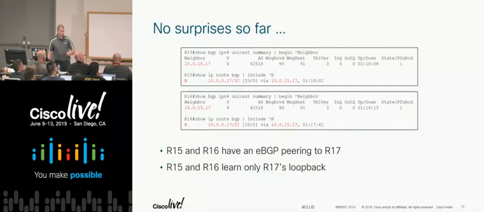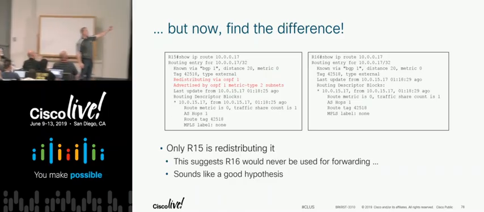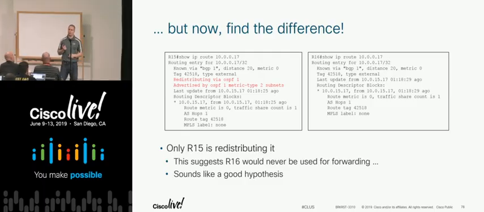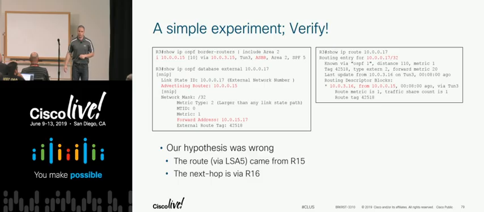Let's go and just quickly review that. If I do the show IP route, which I didn't show in the demo, we would see that R15 is doing the redistribution, but R16 isn't. Maybe we form a hypothesis that 16 would never be used for forwarding. Clearly, we proved that wrong using a combination of our show commands and our trace route. The LSA5 was originated by 15, but we took a path through R16 due to the forward address, kind of like hinting at a better path.